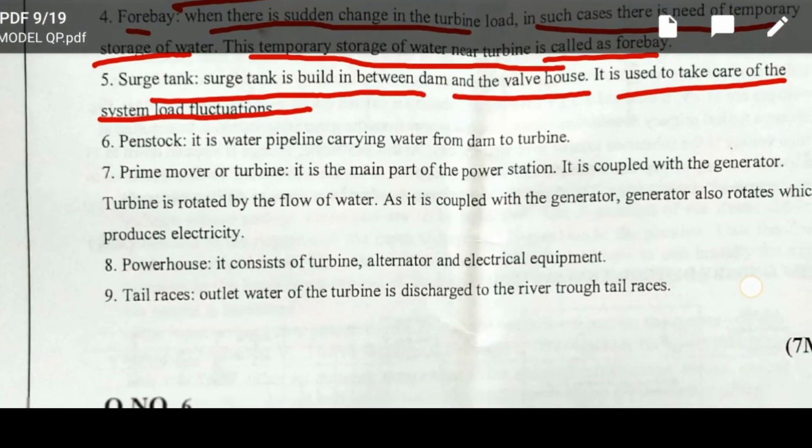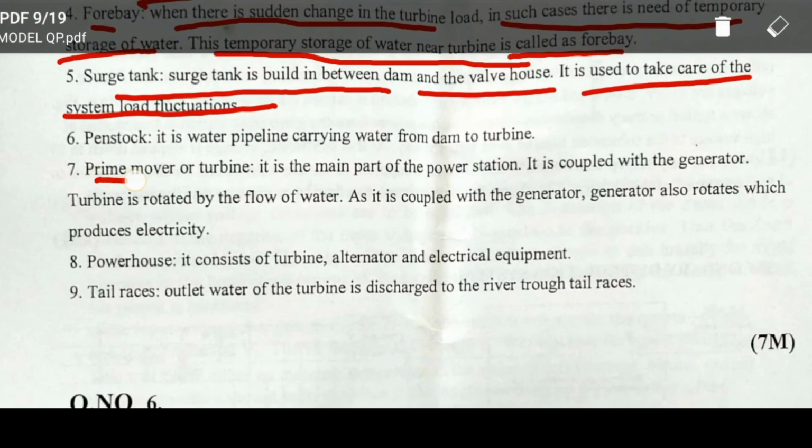After that, the prime mover is connected to the turbine. The turbine is the prime mover here. Prime mover or turbine, it is the main part of the power station. It is coupled to the generator. Powerhouse.